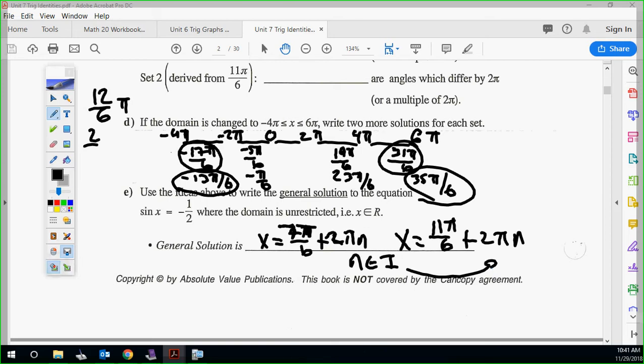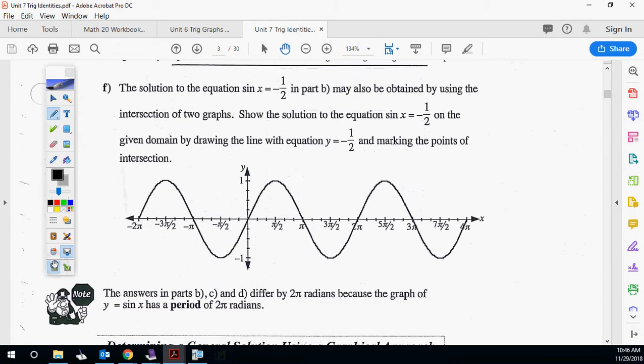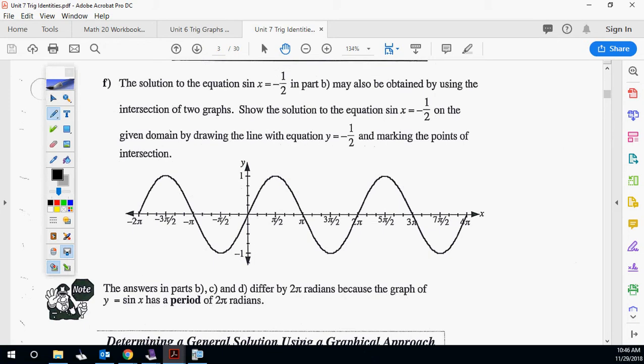Okay, and that's because everywhere in the unit circle is mirrored, right? Every positive, negative is mirrored. The solution to the equation sine of x equals negative 1/2 in part B may also be obtained by using the intersection of 2 graphs. So you could use the intersection feature, guys: you could do sine and then put the 1/2 in and do the intersection feature. Remember, both those options work. You guys should know that from Math 10 even. You do intersection versus zeros, so that's fine.